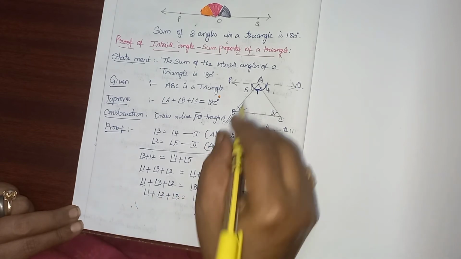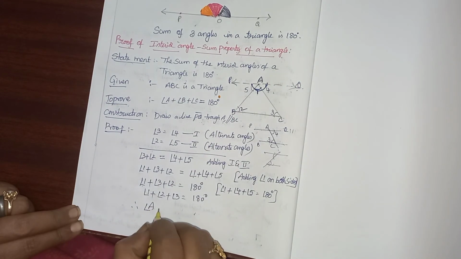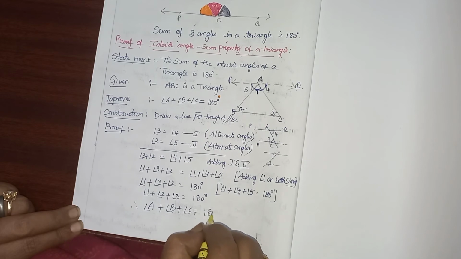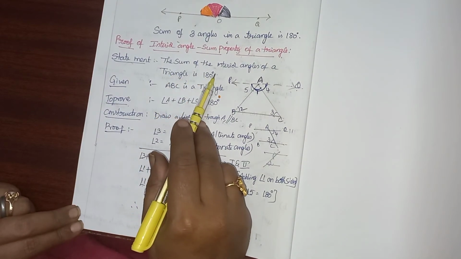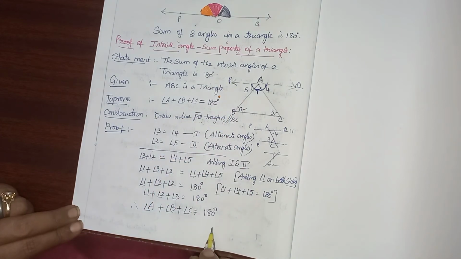Therefore angle 1 means angle A. Angle A plus angle B plus angle C is equal to 180. Angle A plus angle B plus angle C means the sum of interior angles of the triangle is 180 degrees. Hence proved.